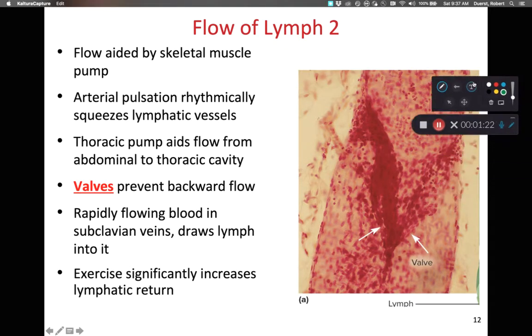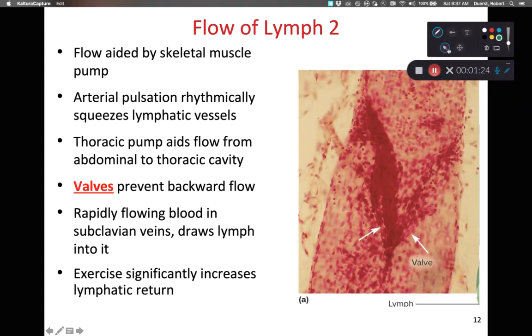Now, something that really aids with that flow of the fluid is that skeletal muscle pump, which I had mentioned. The skeletal muscle pump is a key player in moving lymphatic fluid back towards the heart. Our lymphatic vessels have one-way valves present in them, just like our veins do. So lymphatic fluid can move one direction towards the left and right subclavian veins because of those valves.